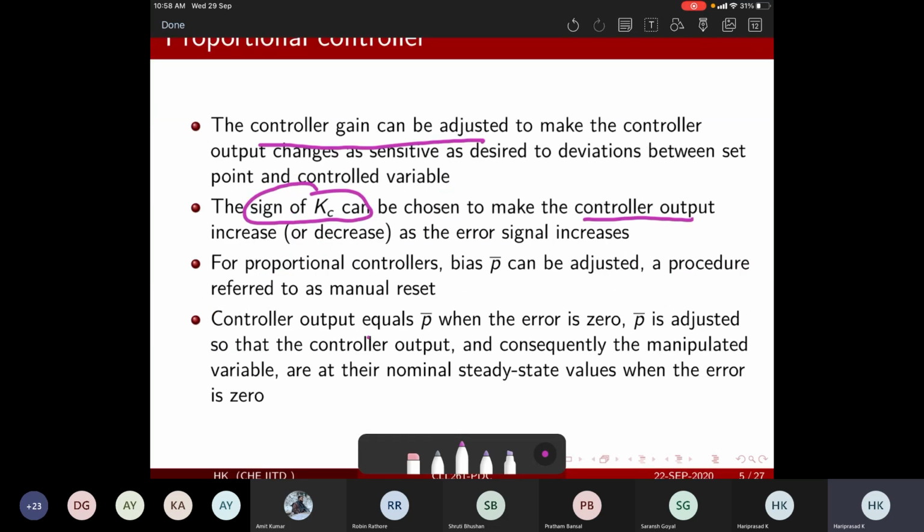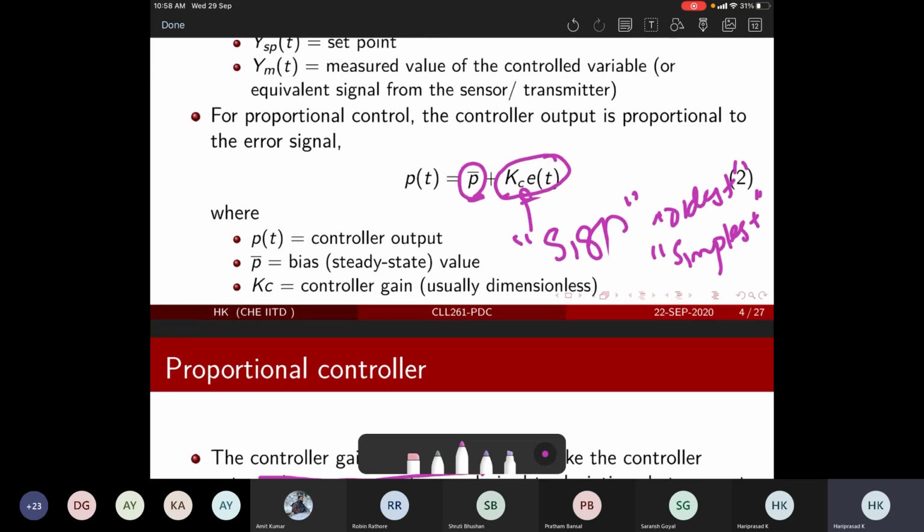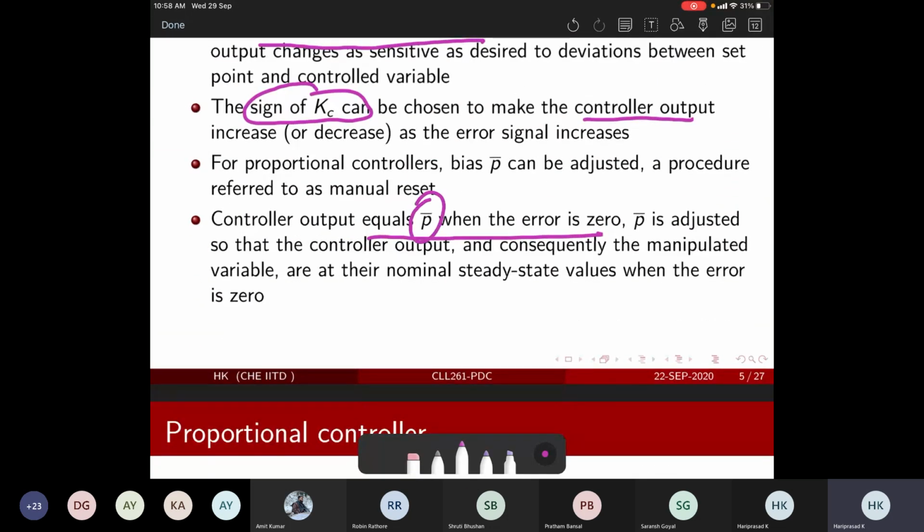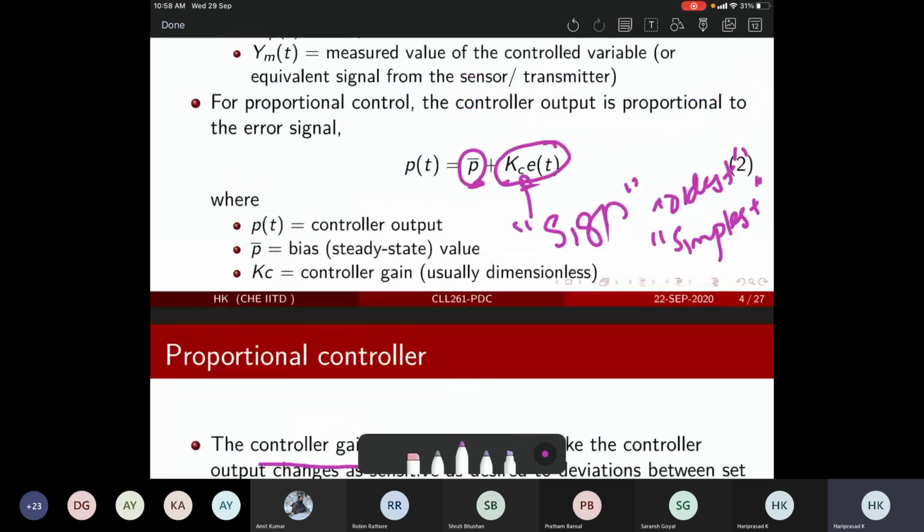And what you see, the controller output is 0 when the error is 0. That is the key aspect. Or the controller output equals P bar, which essentially means that it's at the threshold stress. It's not open or closed, it's at that point. So when the error is 0, this whole term cancels out and it would go back to the threshold point. Anything beyond that, it would keep on operating.